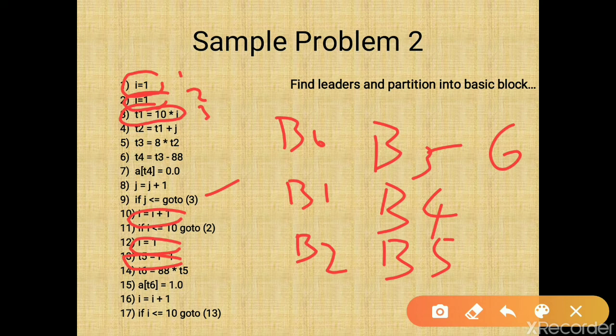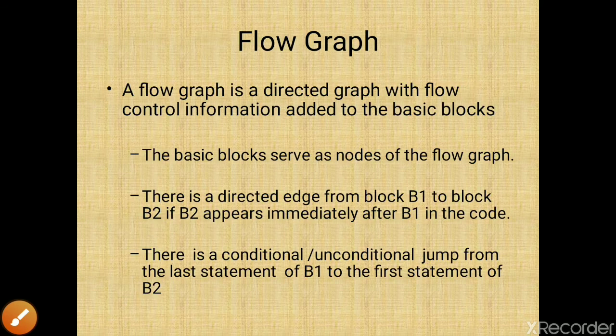From 10 to 12, 10 to 11 is a basic block, 12 is another basic block, and 13 to 17 is another basic block. So I think all of you are clear with the idea of basic block and leader. Now we will see another concept, that is flow graph.